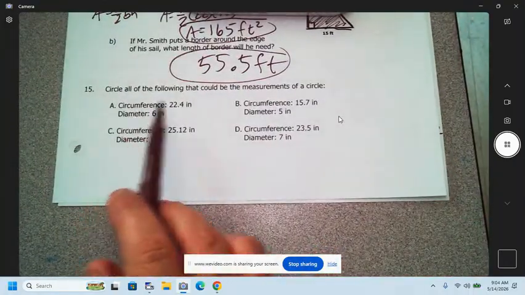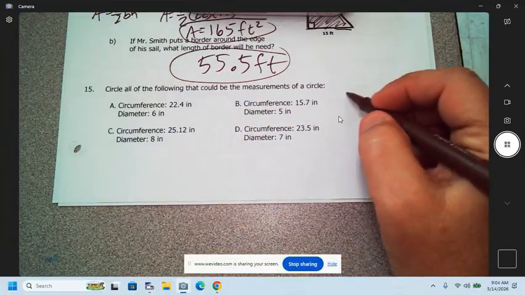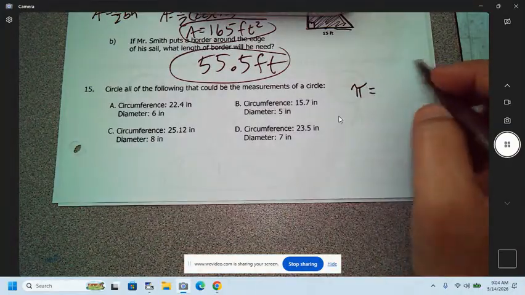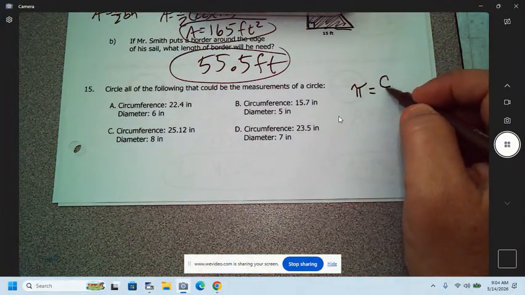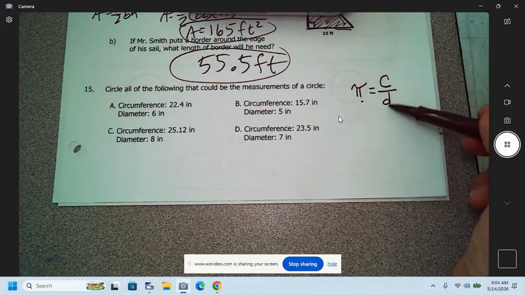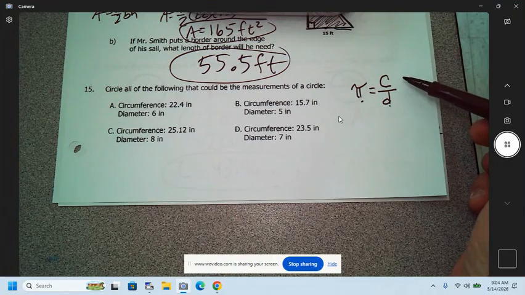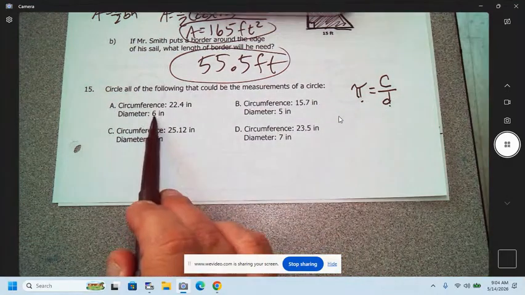All right, circle all of the following that could be the measurements of a circle. So I know that with the circle, what I said before on the other page is that pi gives us circumference divided by diameter should equal 3.14. Also, diameter times 3.14 should equal the circumference. So we could do this a couple of different ways.